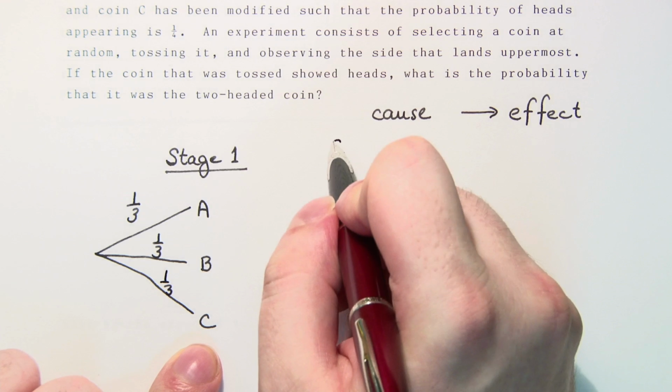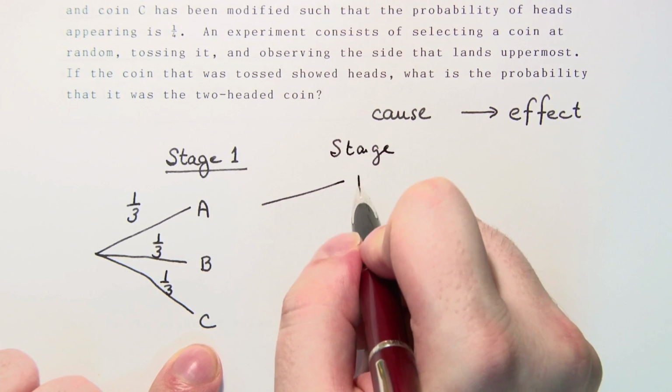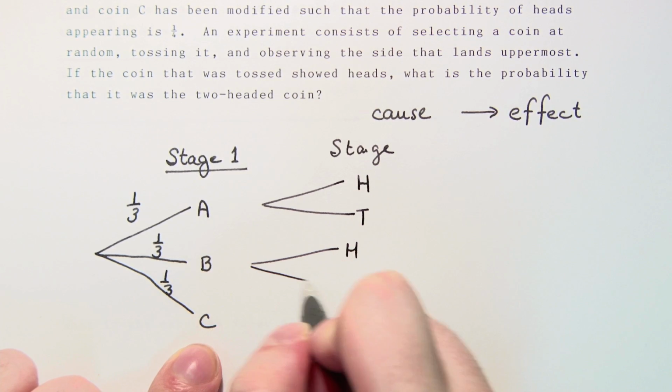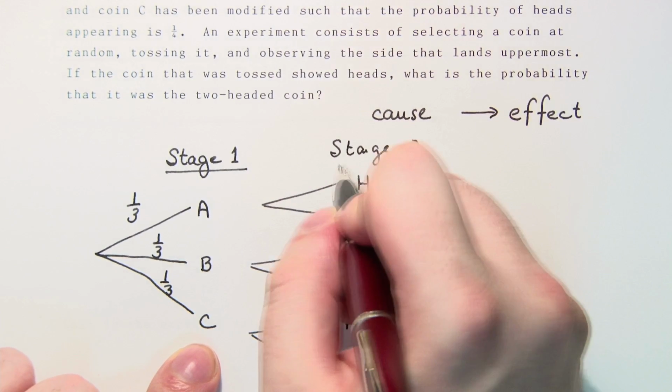Now in stage 2, I have either heads or tails. I can have heads or tails. And last, I can have heads or tails. And this is stage 2.